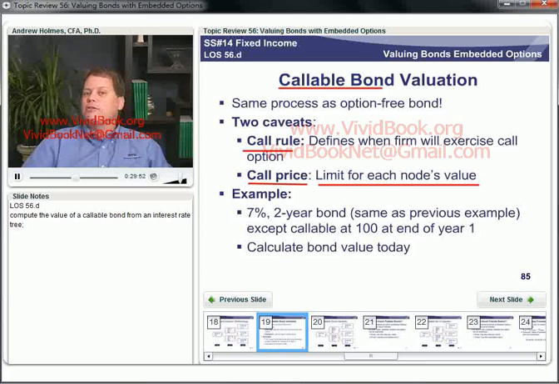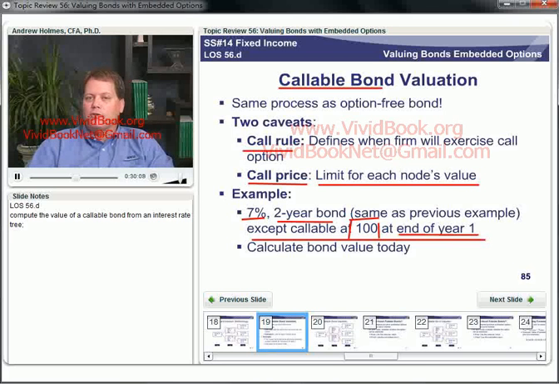Let's take our same example, that is a 7% 2-year bond, and extend it now to a callable example where the bond is callable at 100 at the end of the first year. Okay, so it's callable at 100. Our call rule is going to be if the price goes above 100, they're going to exercise their call, all right?